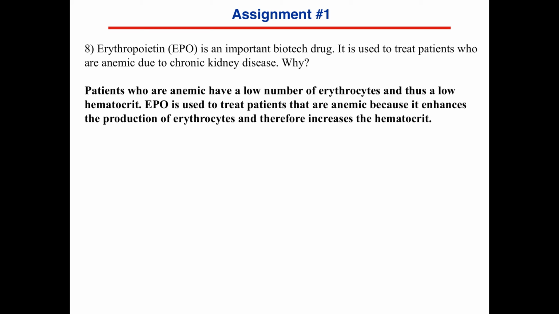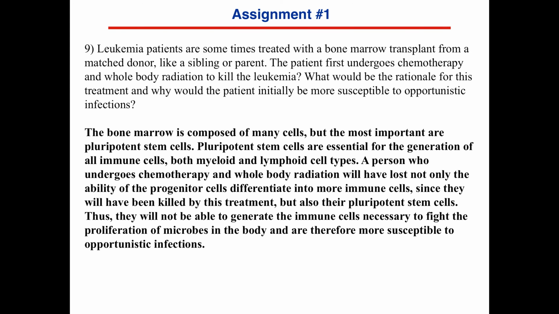8, erythropoietin is important in biotech drug. Why is it given for people who are anemic due to chronic kidney disease? Well, the main reason is that patients who are anemic have low hematocrit, therefore they have a low number of erythrocytes, and EPO is used to treat patients that are anemic because it enhances, as you know from your chart, the proliferation and expansion of erythrocytes, and therefore will increase the hematocrit, and therefore relieves the anemia. So that's the reason that it is used.